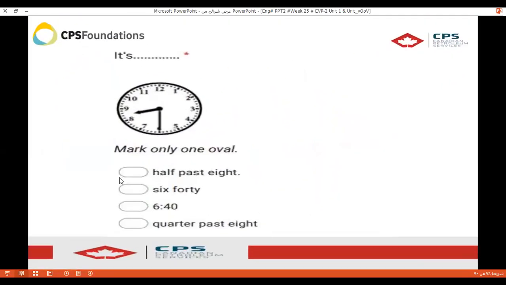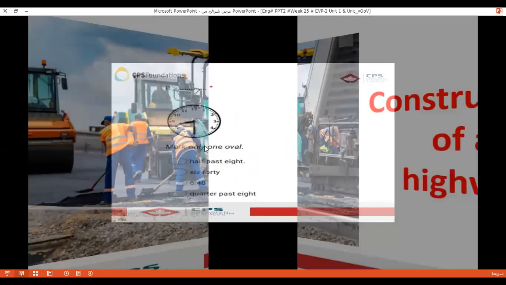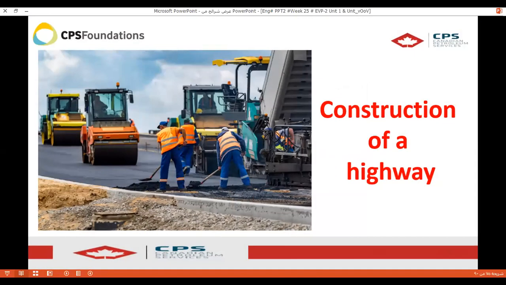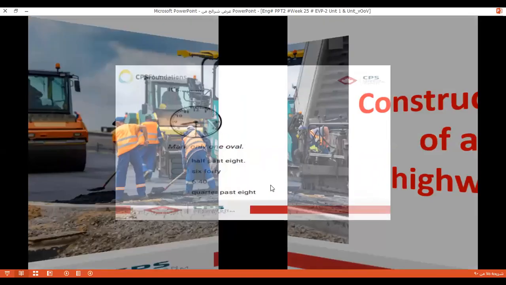This is a construction of highway. You know, of course, the word highway. Highway, it means a road between two cities, which is very fast. This is the meaning of highway. Now let's practice some activities.